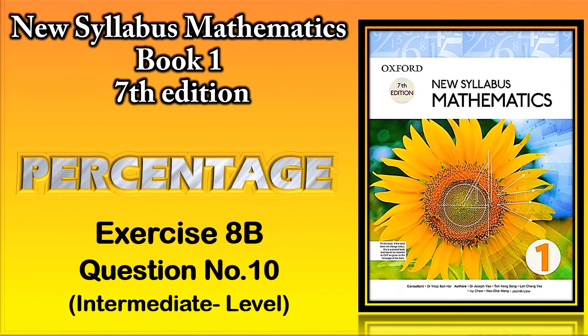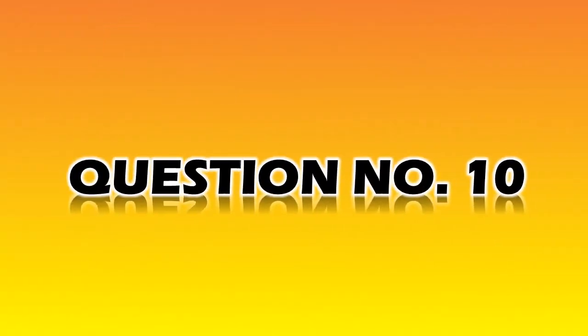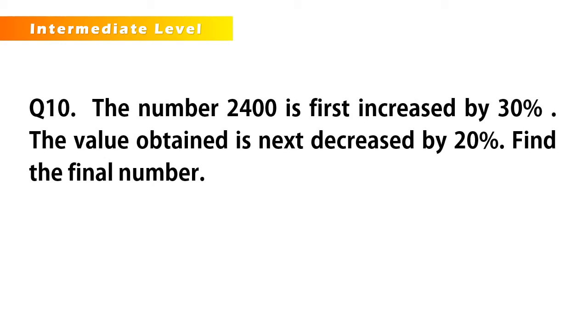New Syllabus Mathematics Book 1, 7th edition, Chapter 8, Percentage, Exercise 8B, Question number 10, Intermediate level. Question number 10. The number 2400 is first increased by 30%. The value obtained is next decreased by 20%. Find the final number.